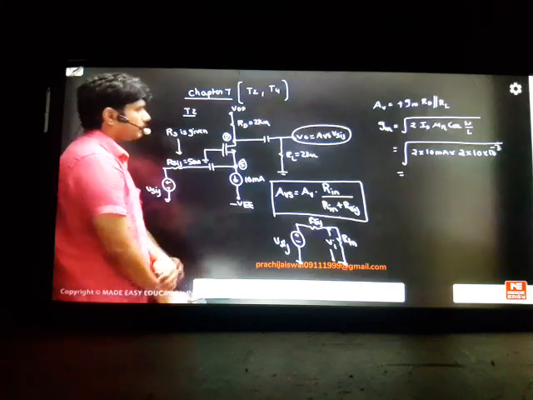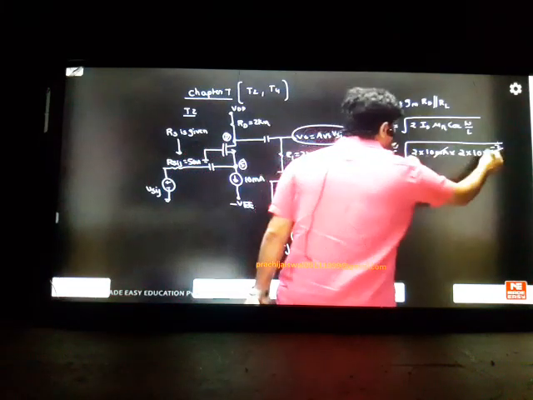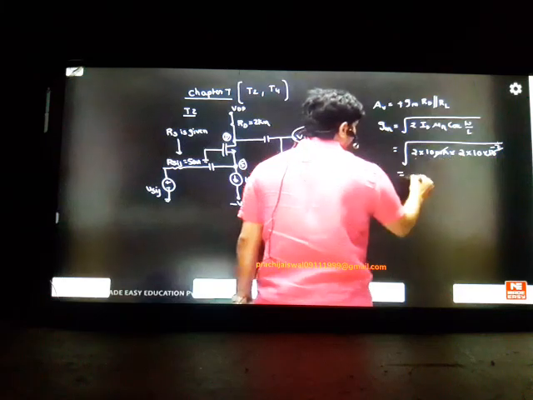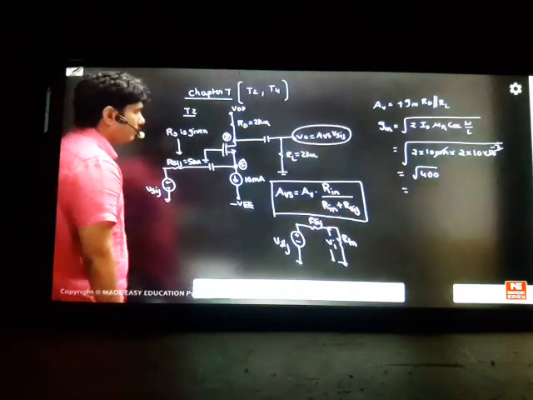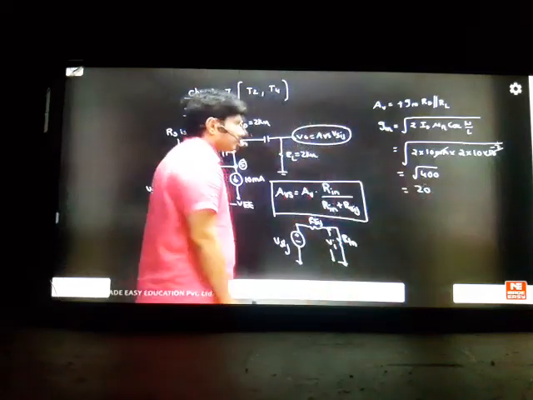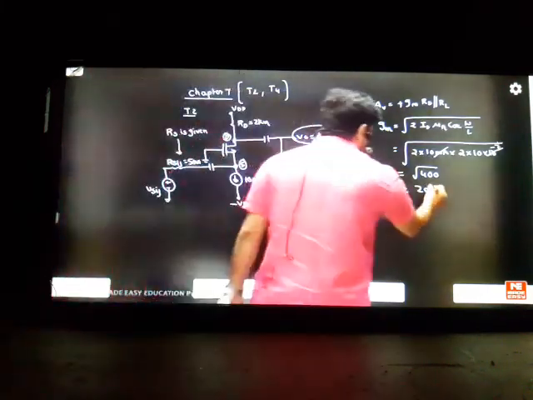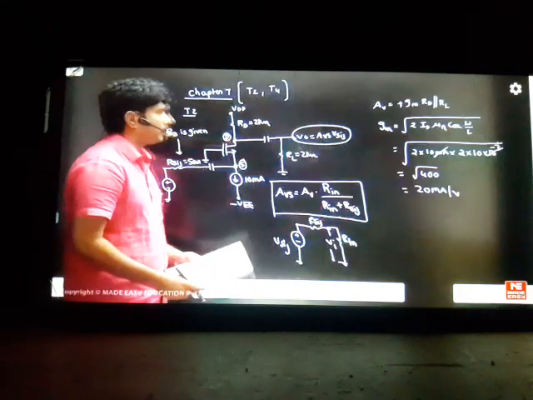GM how much will come? Calculate from this. I think this milli cancels. This will become 4, this will become 4, this will become 100. Root of 400, 100 is 10, 4 is 2. So we'll get here 20. So GM is coming around 20 milliampere per volt. So this is called GM, how I found with this formula.